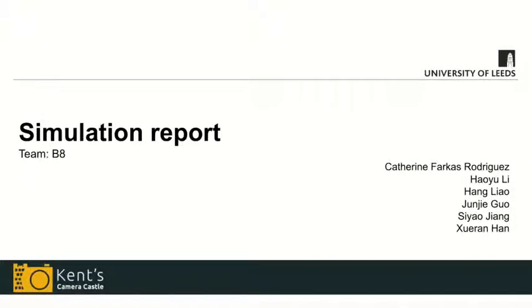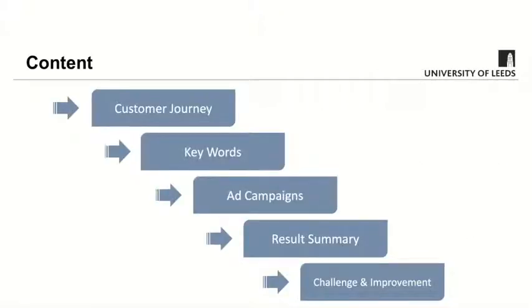Today we are going to talk about our simulation report. During this presentation, we are going to explain different steps that we have followed for the simulation. Firstly, we have focused on the stage of customer journey. Then, based on this theory, we have chosen the keywords and added them to the ad. We also are going to explain a summary of our results and some improvements that we are planning to include for getting better results on next rounds.